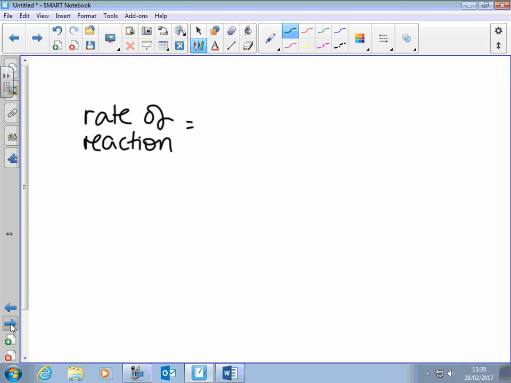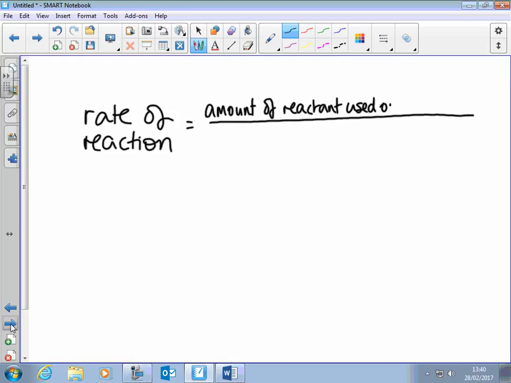All right, so this is, like I say, starting at the very simplest level: amount of reactant used, I'm not sure I can fit it all in, or product formed. Oh, just about. There we go. And divide that by the time taken. So you might have, let's say, 500 centimetre cubed of gas produced in 10 seconds, and then you can work that out as a rate, a volume per second.